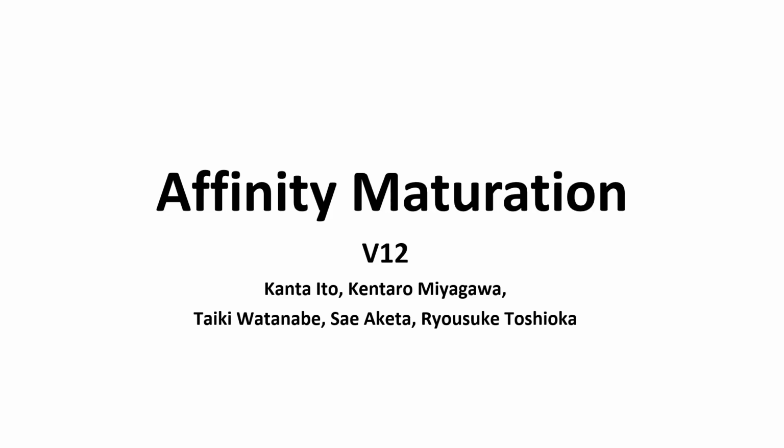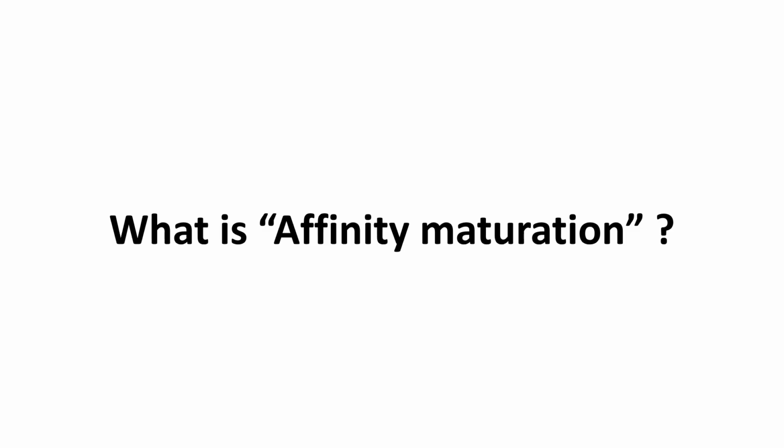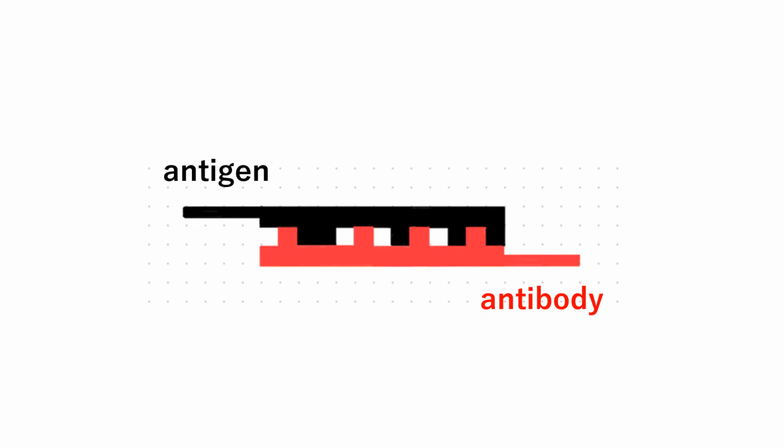We will give a presentation about affinity maturation. First, we will explain the definition of affinity maturation. The black shapes represent the antigen and the red shapes represent the antibody.